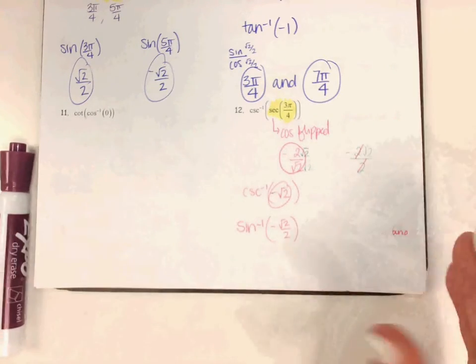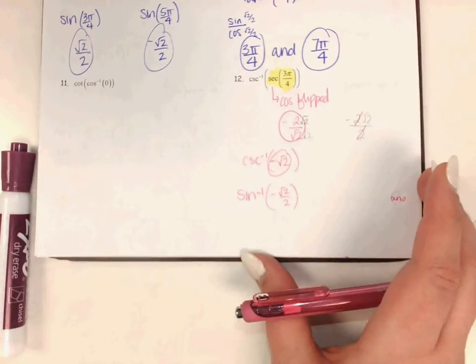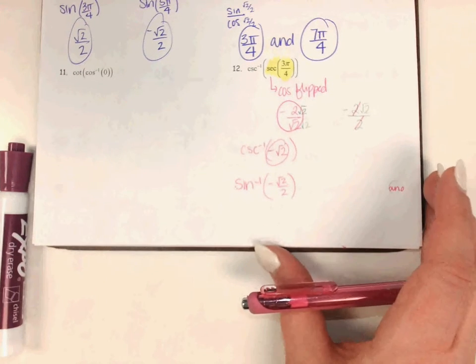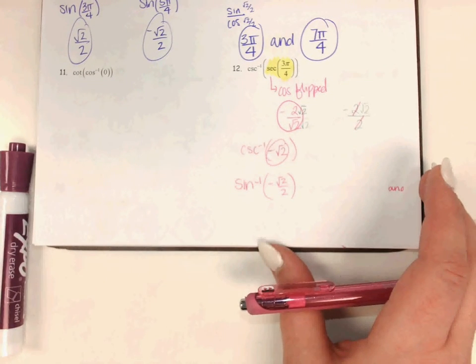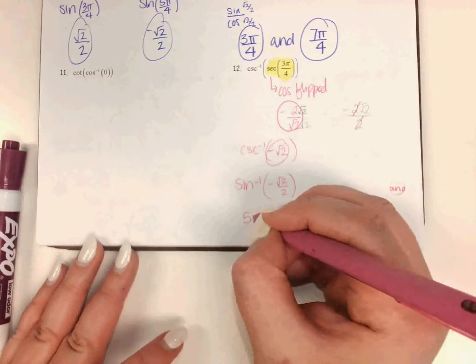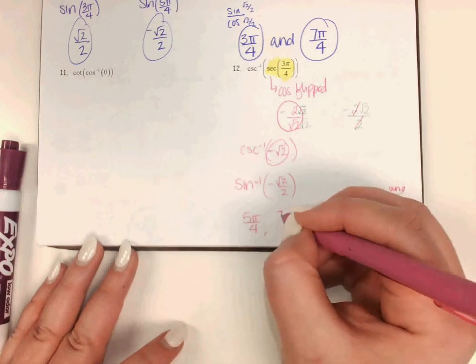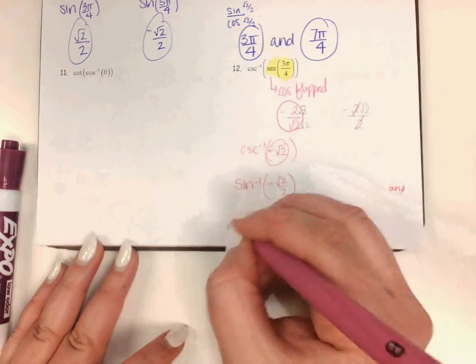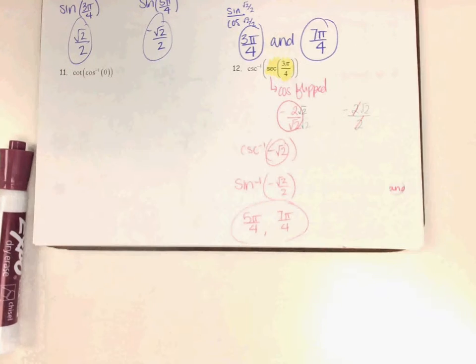And then where on your circle is inverse sine negative root 2 over 2? Sine is a y value. 5 pi fourths and 7 pi fourths. Because they both have to be negative on the bottom. That's okay.